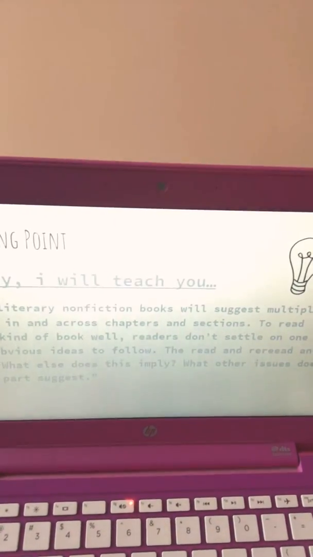So the lesson, we're on this slide. The lesson today is that nonfiction books suggest multiple ideas in and across chapters and sections. To read this book well, readers don't just settle on 1 or 2 obvious ideas to follow. You have to read and reread and ask yourself, what does this imply, and what other issues does this part suggest? I have an example for you.